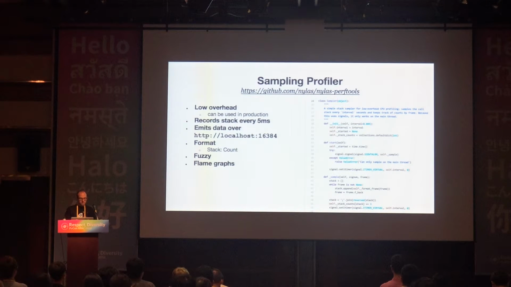The format's really simple here. The data is a stack separated by semicolons for each level of the stack, and then you have the count of the number of times it was seen. One of the problems with this data is that it's a little bit fuzzy. It's every 5 milliseconds, so the way we collect this data is we run it over some arbitrary amount of time, say several minutes, to get a pretty good view of what's going on in the system.